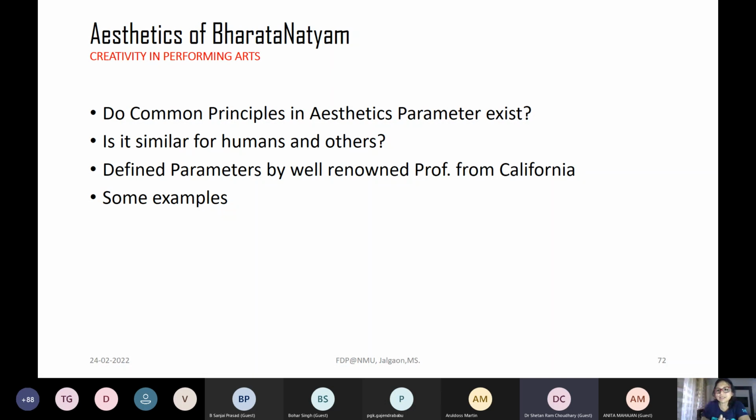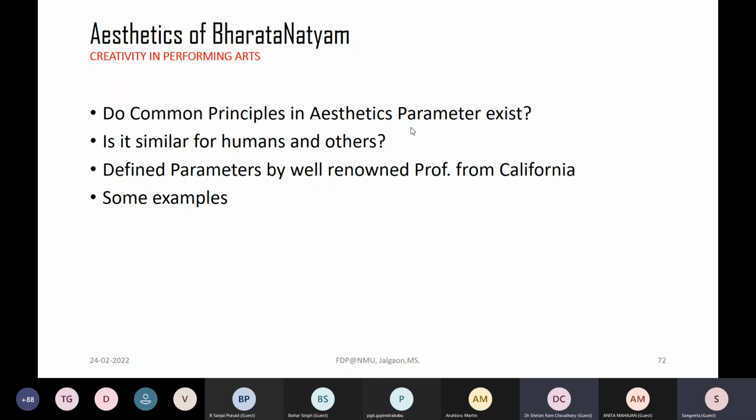Because we know that dancers or experts were creating their problems. So what are the common principles in aesthetic parameters? Are there common parameters? And is it similar for humans and others? Others means what? Any idea? No, this is humans and, let's say, bees, or animals, birds.